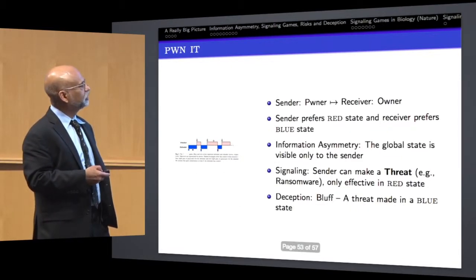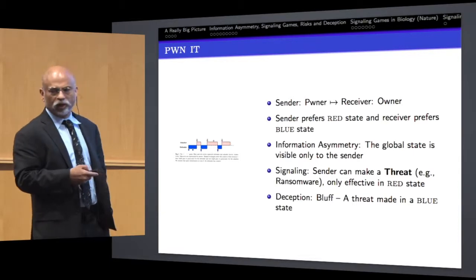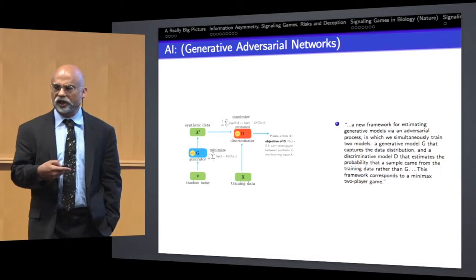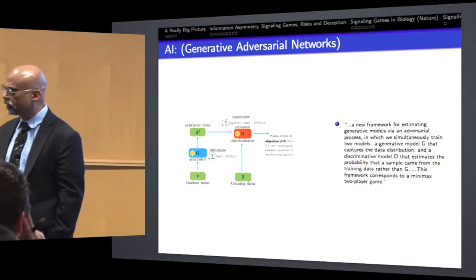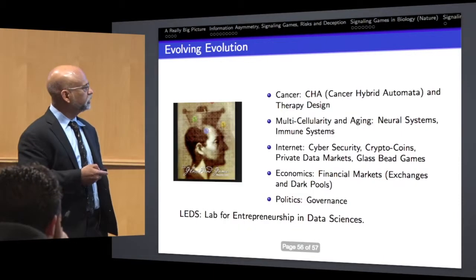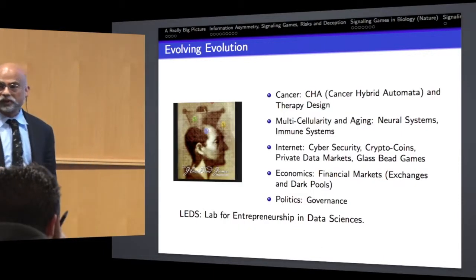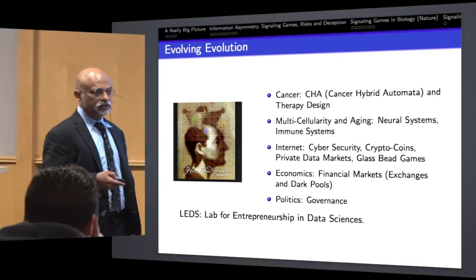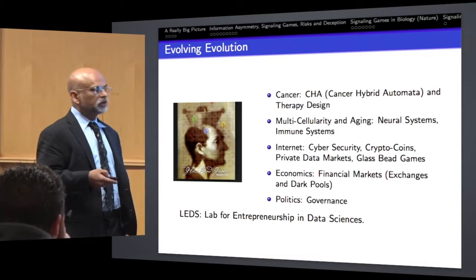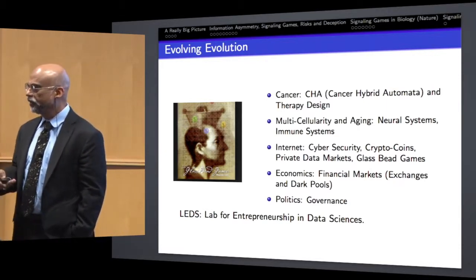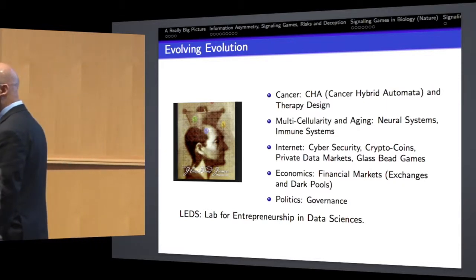So this is about ransomware. It's an interesting puzzle. Some of the things that are coming out in AI are beginning to touch on game theory, and it fits in very well. There are finance systems built out of agents, but I think it's a general problem. It's not just a cybersecurity problem. This problem comes in understanding cancer and therapy design, multicellularity and aging. The internet has lots and lots of examples, economics and finance systems with dark pools and high-frequency trading. Many of these questions come up.